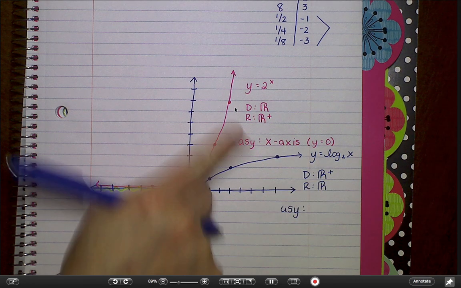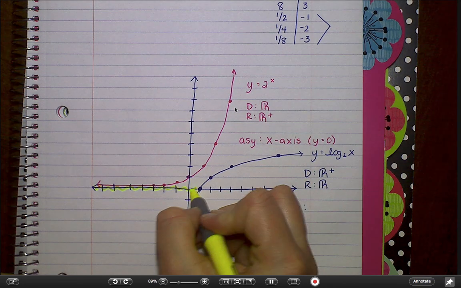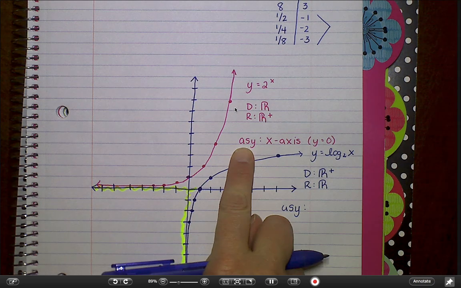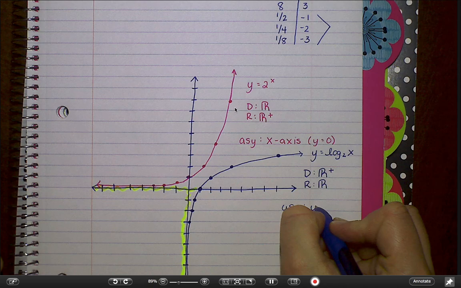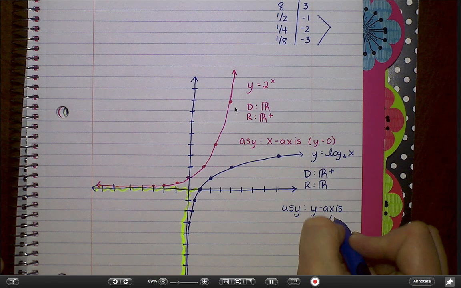And again, this is just flip-flop from this one. And this time my asymptote is the y-axis. Okay? Again, flip-flop from what it was before. So the asymptote is the y-axis, otherwise known as x equals 0.